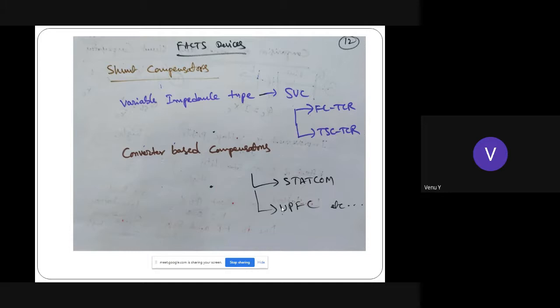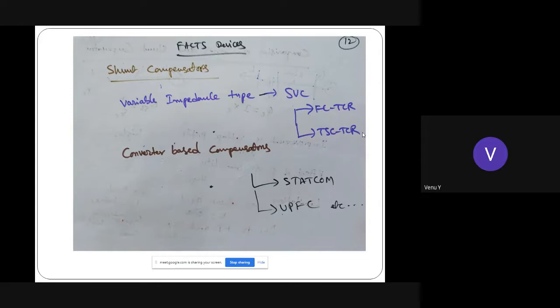Early FACTS devices are variable impedance type FACTS controllers, that is SVC. The shunt compensator is SVC, the series compensator is TCSC. So what is SVC? Static var compensator. A static var compensator has two kinds, FC-TCR and TSC-TCR. What is FC-TCR? Fixed capacitor and thyristor controlled reactor, a parallel combination of these two. The second category is thyristor switched capacitor and thyristor controlled reactor. The second category is more controllable than the first one, and hence it is more suitable for many applications. That is the first category, the early FACTS devices.